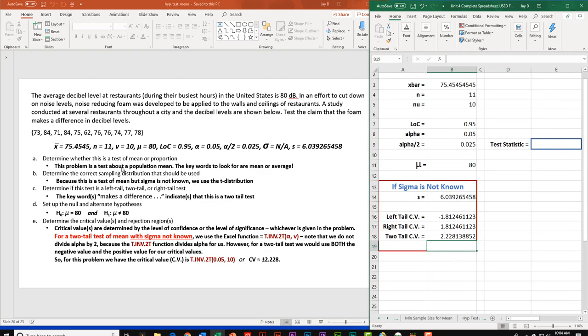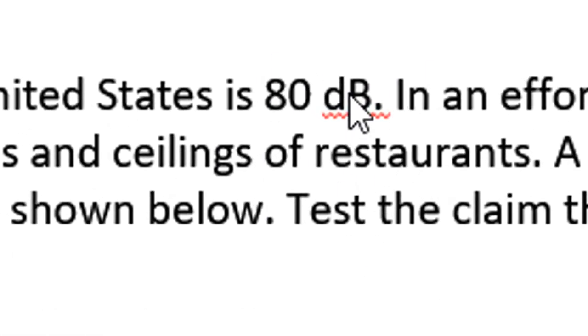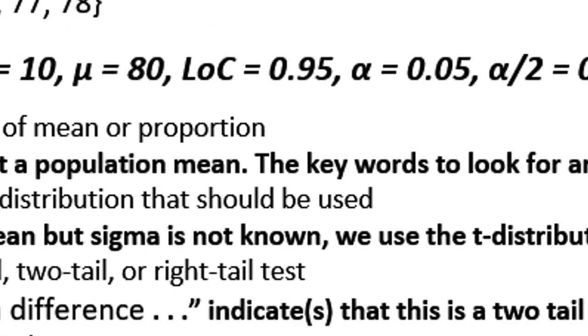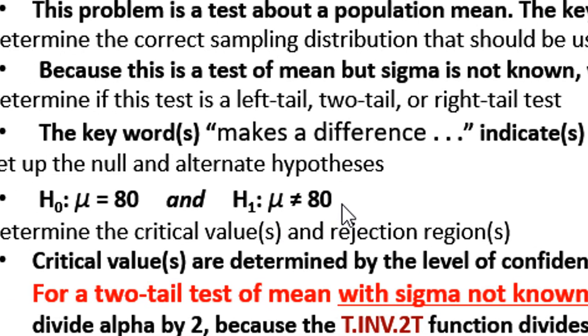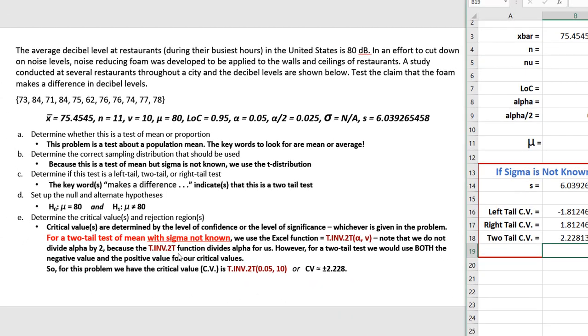We know that this is a test about a population mean, keywords mean or average. This is a test of mean, but sigma is not known. We use the t distribution. The keywords makes a difference, meaning either side, it just makes a difference. It's a two-tail test. Because we know that mu is equal to 80, that was given to us up here in the problem, we have mu equals 80 for the null hypothesis, and the alternate hypothesis is mu is not equal to 80. We need to determine the critical values. We've already done that on the spreadsheet.